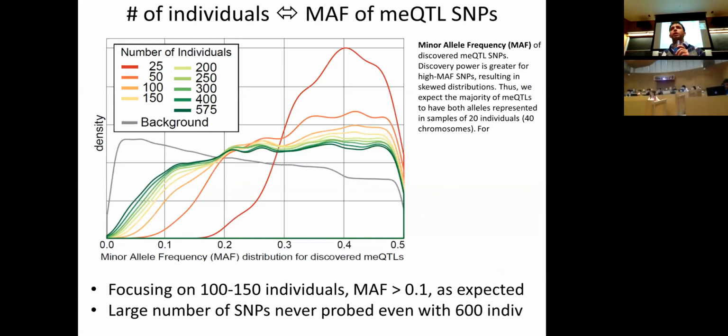You know the frequency in the population. So you just ask for all of the SNPs, how often are they found in the population, and that's your gray distribution. And then you ask for the subset that are methyl QTLs discovered at each number of individuals. What does that distribution look like? Any other questions?